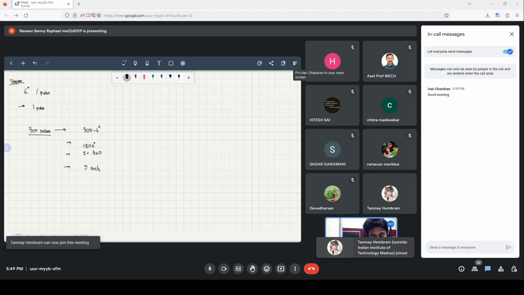Other kinds of questions that you can see involve the torque measurements of motors.